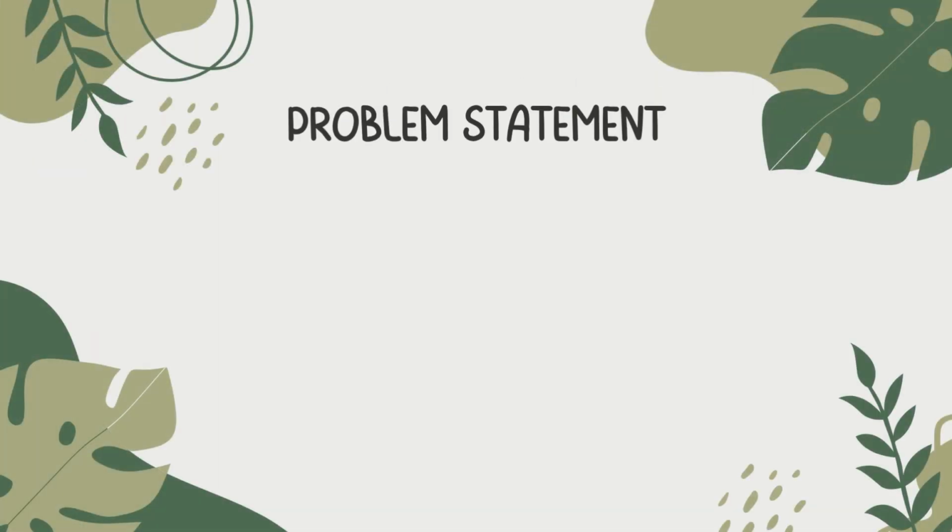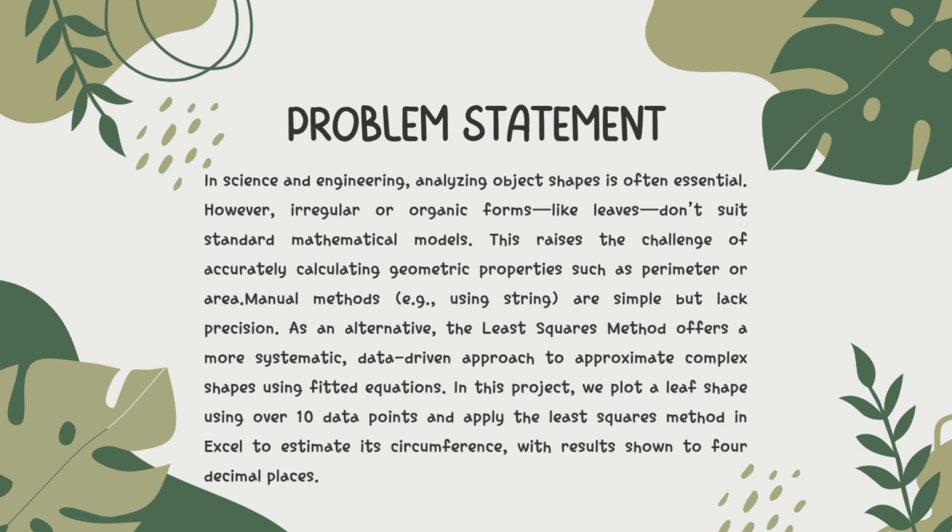Here comes the problem statement. In science and engineering, analyzing object shapes is often essential. However, irregular or organic forms like leaves don't suit the standard mathematical models. This raises the challenge of accurately calculating geometric properties such as perimeter or area. Manual methods using string are simple but lack precision.